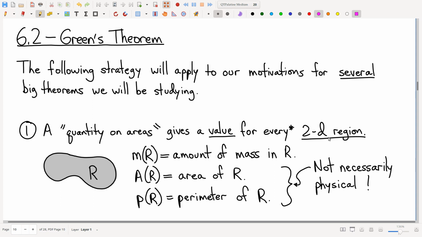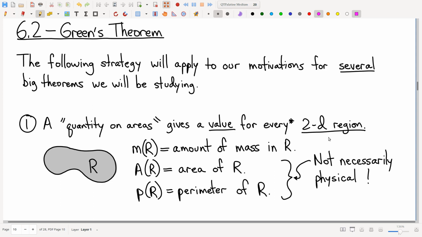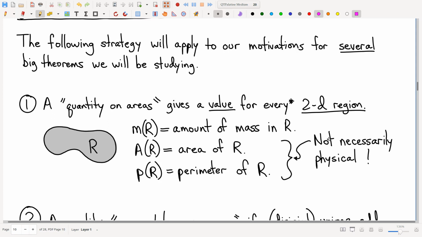So in order for me to give you the take that I want to give you on how these theorems are all kind of the same, I need to develop some ideas. So the next couple of pages is going to be just a broad discussion. We're not going to actually get to Green's theorem for about 2 more pages. So here we go. I'm going to start with this idea of what do I mean by a quantity on areas.